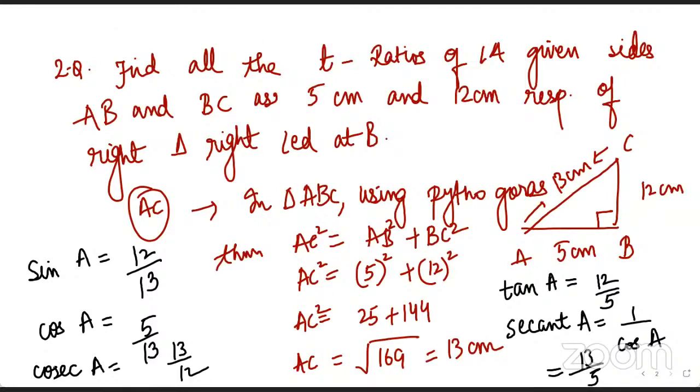So cosec A was 13 upon 12. Now we will have to find cotangent A, that is cot A. Cot A is 1 upon tan. So it will be 5 upon 12. So this is the answer.